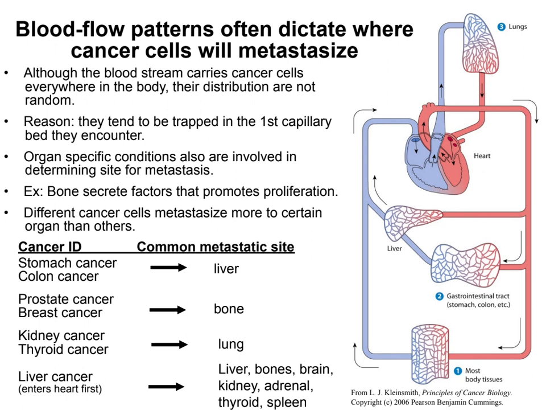As you can see down below, we have certain cancers that have a common metastatic site. So we have stomach cancer and colon cancer going to the liver. We have prostate and breast that tends to go to the bone, kidney and thyroid that tends to go to the lung, and liver that has a broader range because it's going to be spread throughout the body.